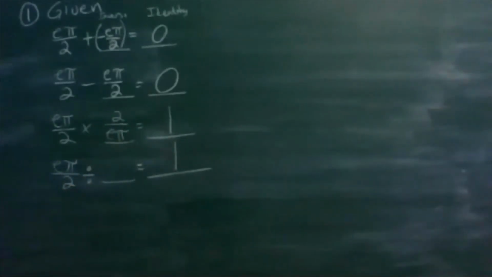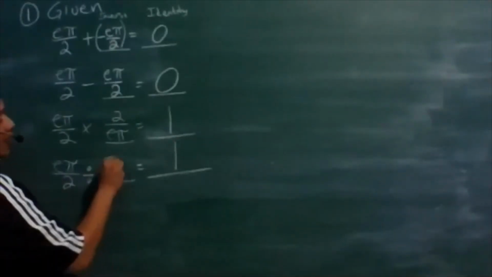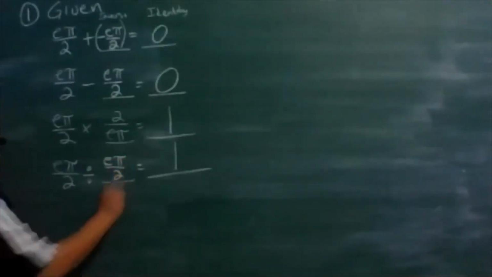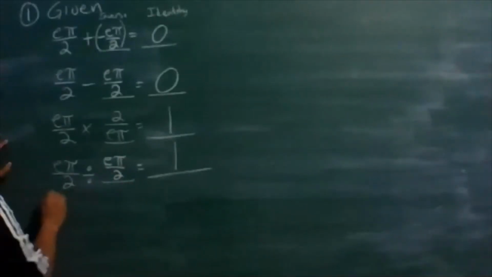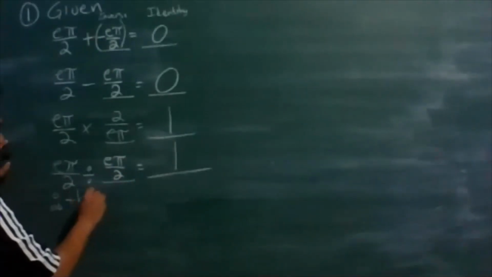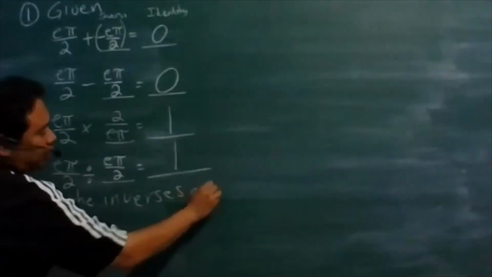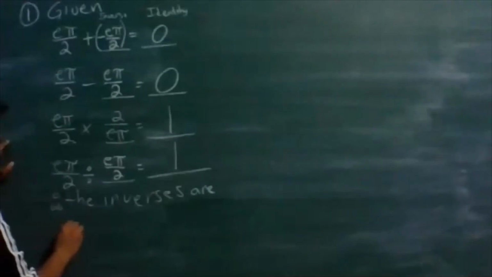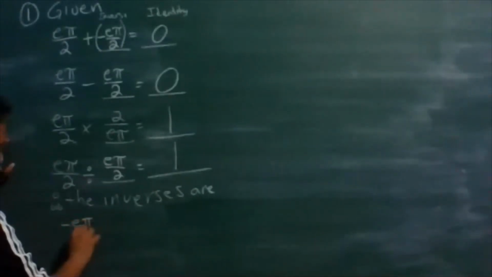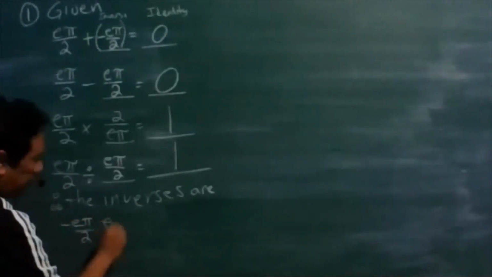Okay. What about division? E pi over 2 divided by what value will give me 1? Divided by which number? By itself, e pi over 2. So therefore, the inverses are the negative of e pi over 2, e pi over 2.